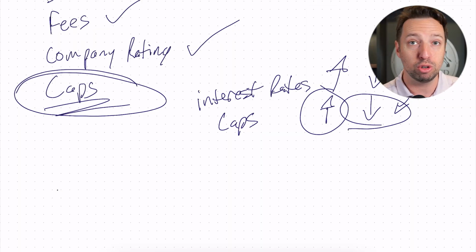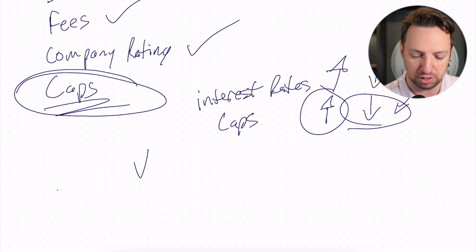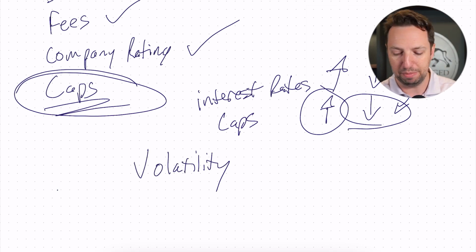Caps are correlated to interest rates. Rising rates, rising caps. Falling rates, falling caps. Pretty simple stuff. Caps are also dependent on the volatility in the market. Now, what does that mean?